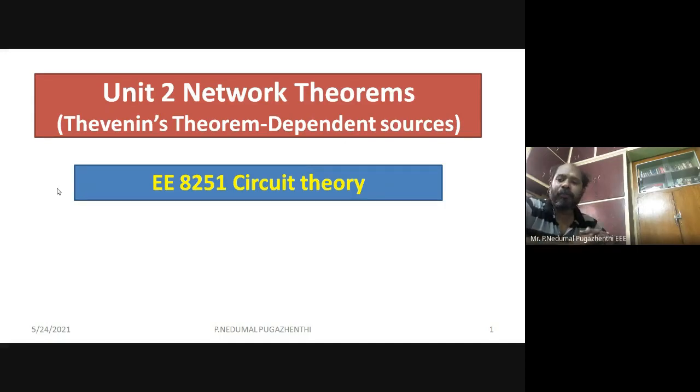And the objective of today's class is we'll be solving problems when you have a dependent source there. And in the previous class itself, when dealing with Thevenin's theorem, we said that if you have a dependent source, what is the procedure to be followed? Anyway, we will discuss that in one or two slides and then get into the problem.